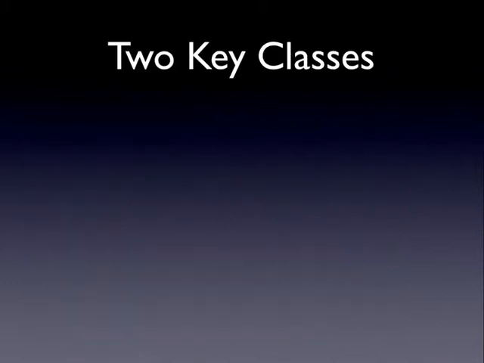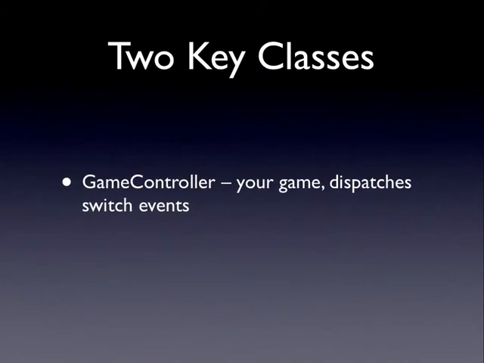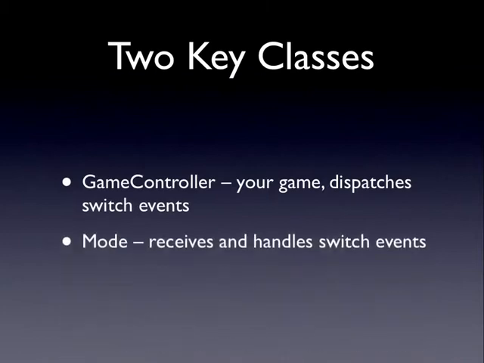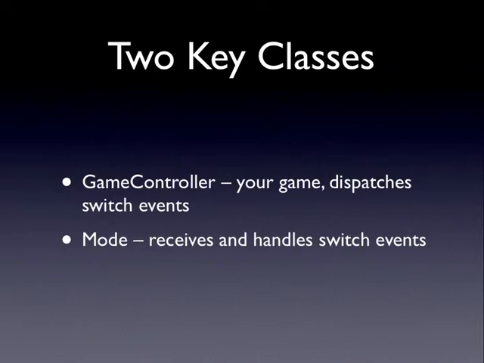Okay, so actual classes. There's two really key ones. The first one is game controller. The game controller, there's only going to be one, and that refers to your actual game. It's kind of the object that controls everything. And it also does something interesting, which is it makes that get events call. So it gets the switch events, and then it sends them out to all of your mode classes. So you're going to be subclassing game controller and mode separately, of course, and so the mode subclasses are going to be what actually register for switch events and receive those switch events from the game controller.